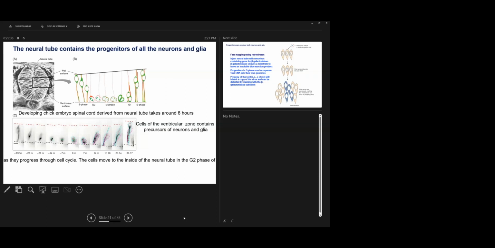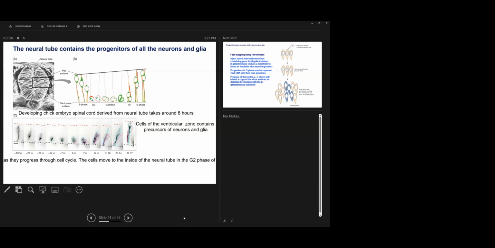In mammals, during development the neural tube contains progenitors for the neurons and glia. This is a cross section of a developing chick embryo spinal cord, derived from the neural tube, and this takes around 6 hours. The lower panel is the time-lapse image showing the development of the spinal cord from the neural tube in the chick embryo.